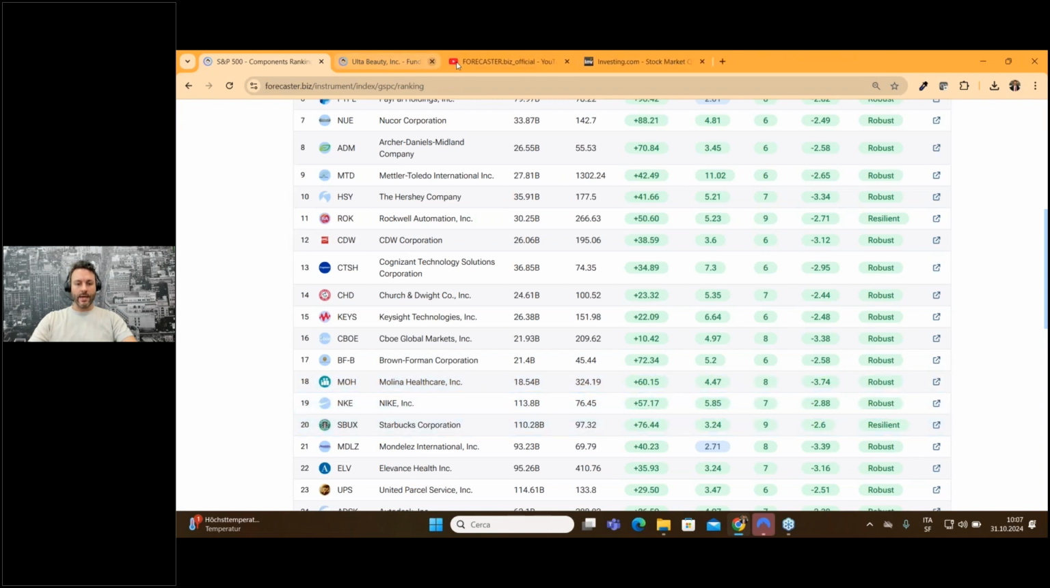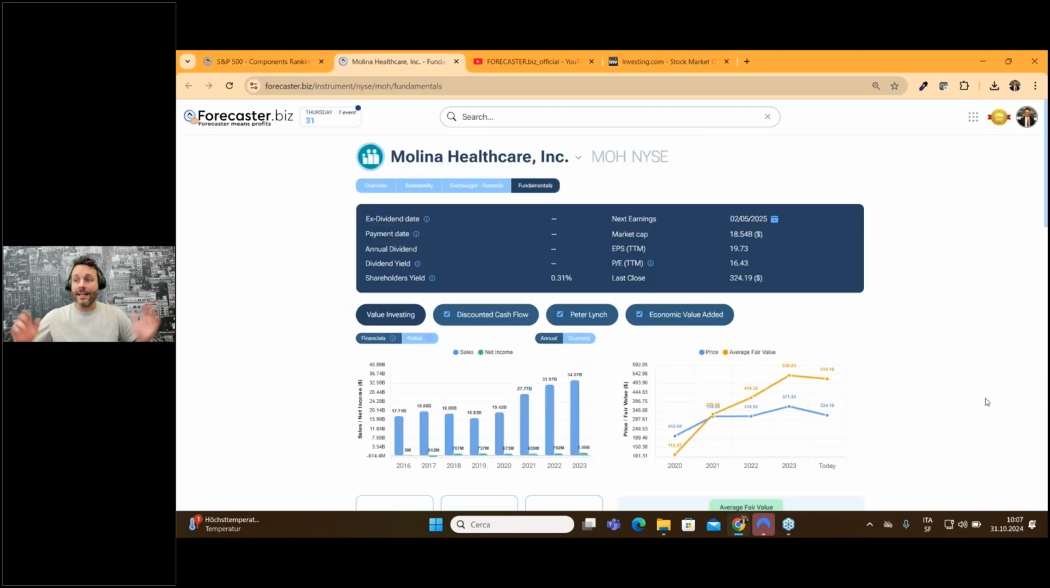Okay, so we can open the specific page for Molina, and let's start with the first piece of our analysis, because as I told you, we start searching for good investment opportunities using fundamental analysis, and only if the company is interesting for a long-run investment, we then switch to the technical part in order to understand if it's time to jump on the stock.